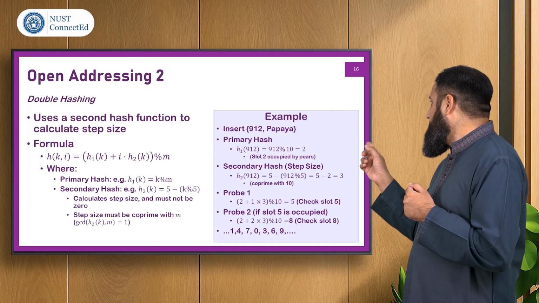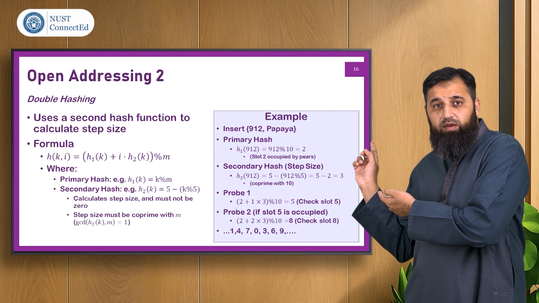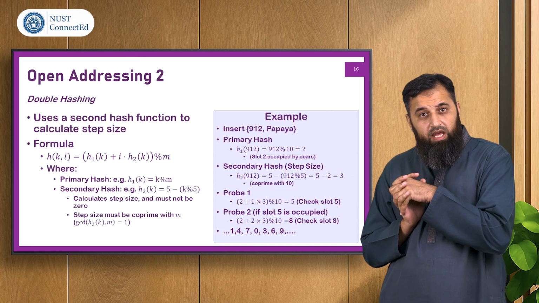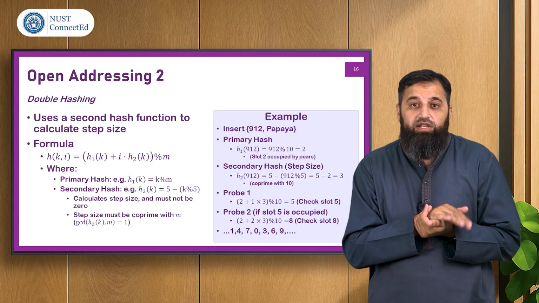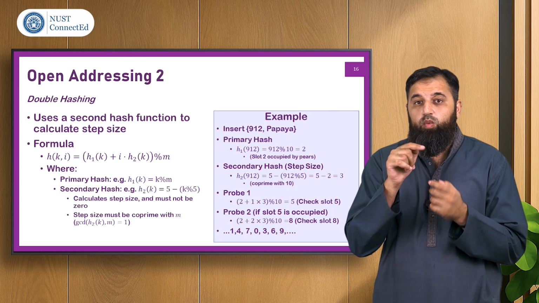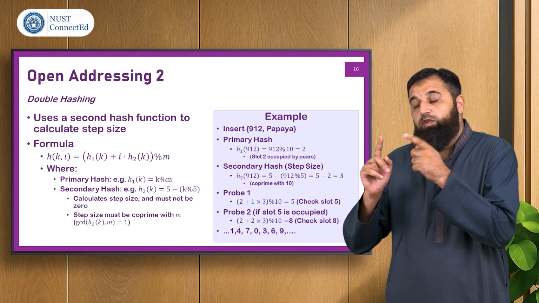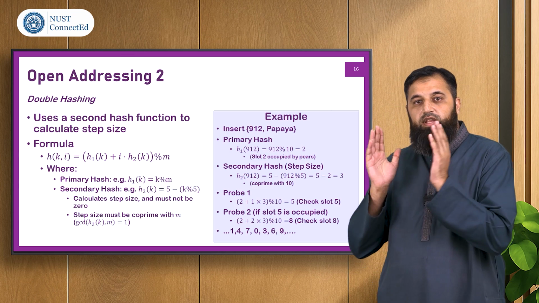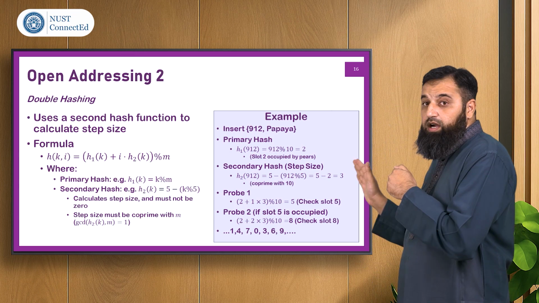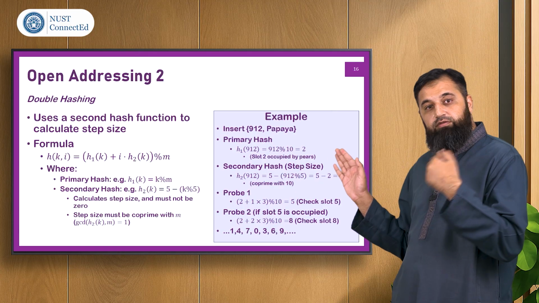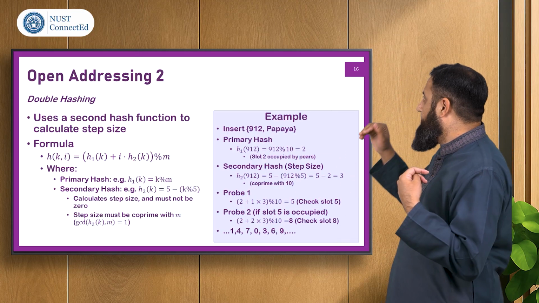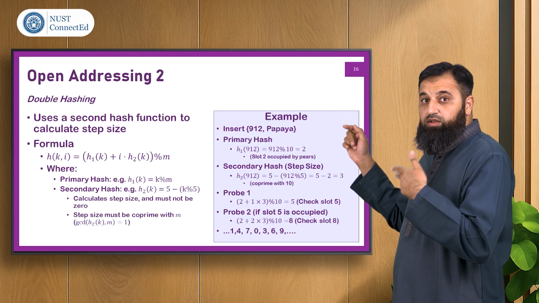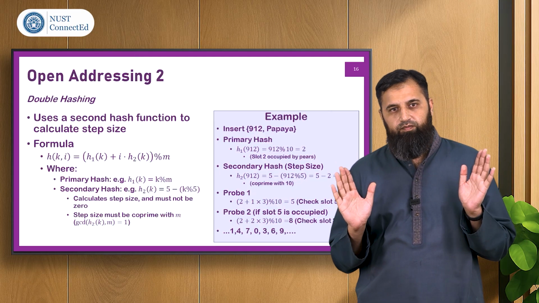An example includes the same papaya, which hashes to index 2. When we apply the secondary hash h2 of k, we use the formula 5 minus k mod 5. In the case of papaya, this would give us a step size of 3. Because m, which is 10, and 3 are coprime, we are good to go.